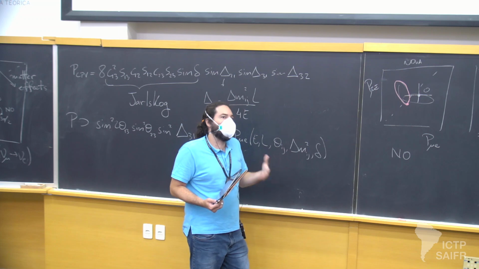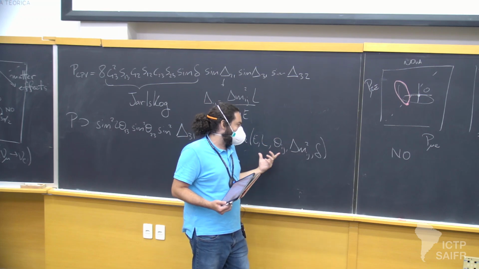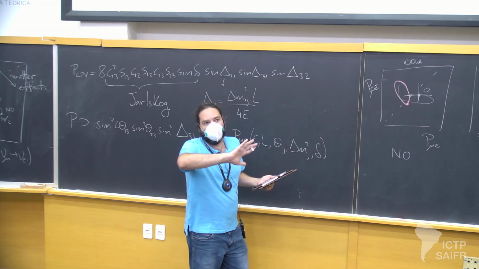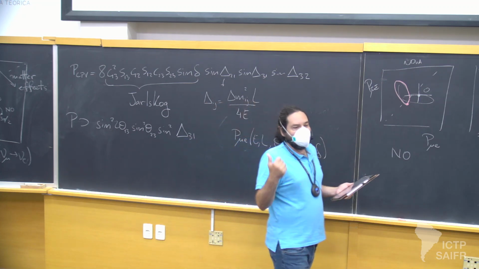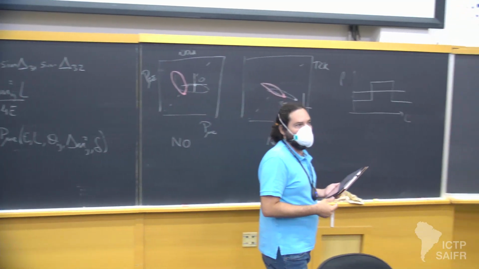But in principle, if the baseline was different, if the matter potential was different, if the mixing angles were different, the ellipse could have been different. It could look a little bit different. This is just the prediction of the oscillation probability.